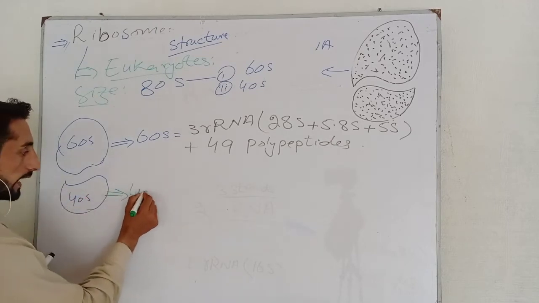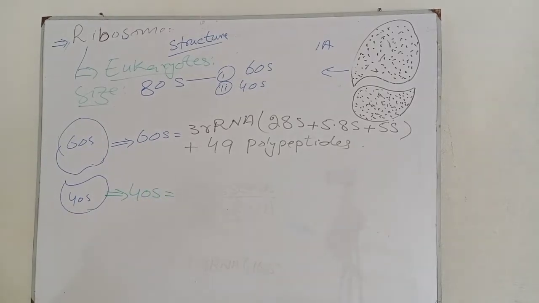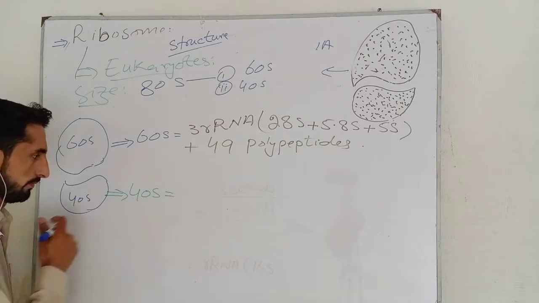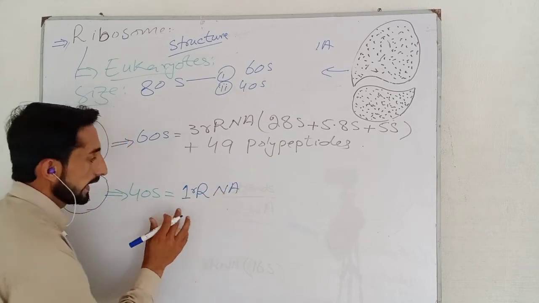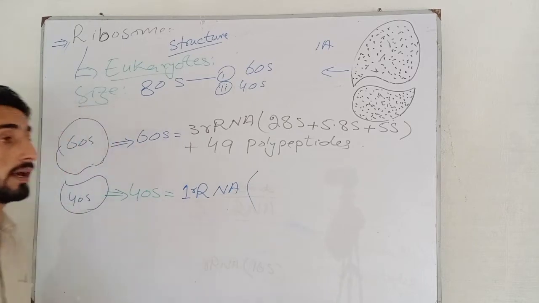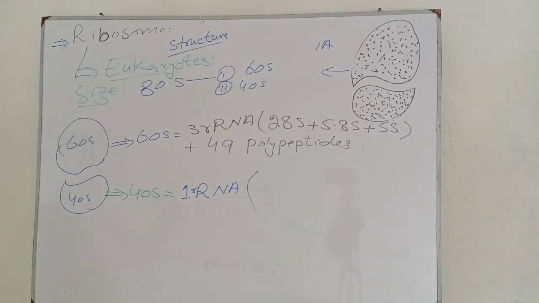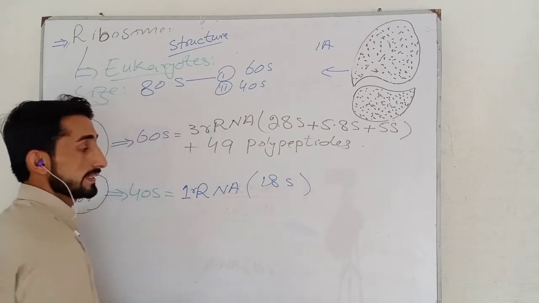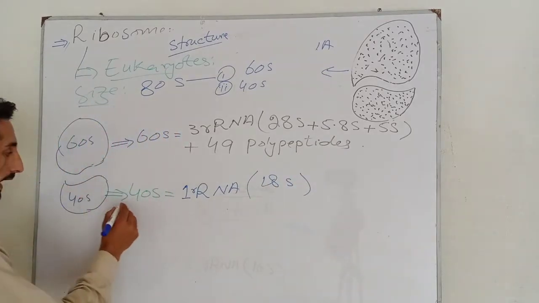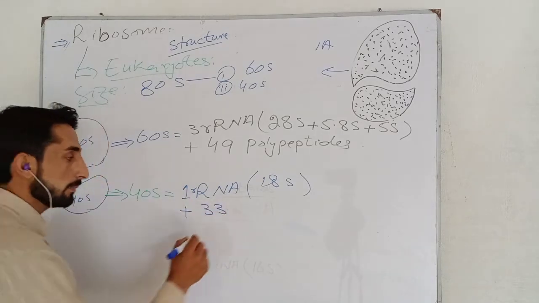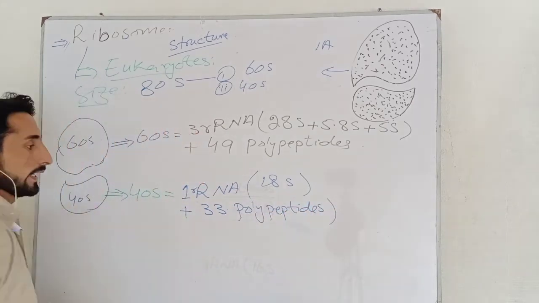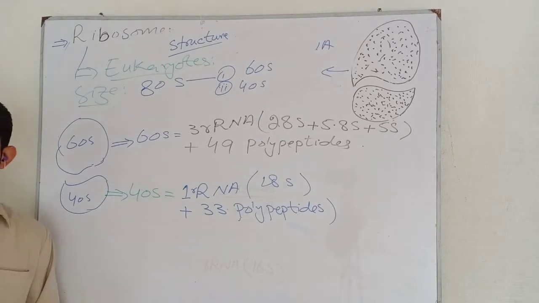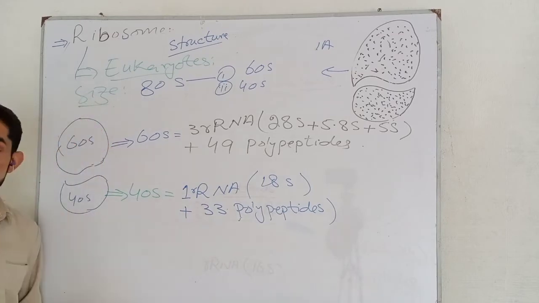Another one is the 40S. This 40S has one ribosomal RNA, which is 18S in size, and it has 33 polypeptides. It has 33 polypeptide chains. Do you understand? So it has 33 polypeptide chains.